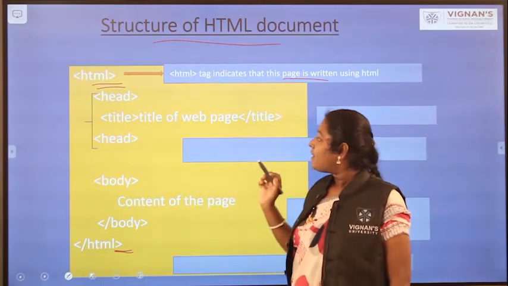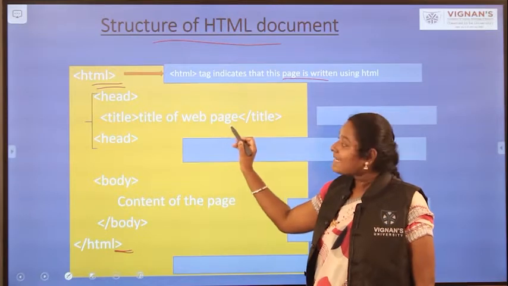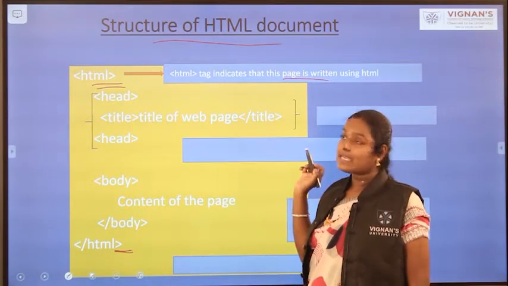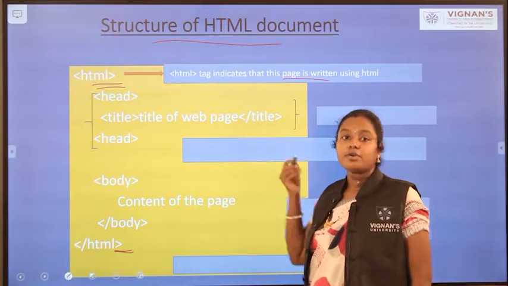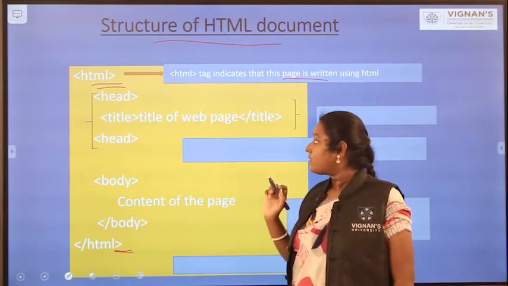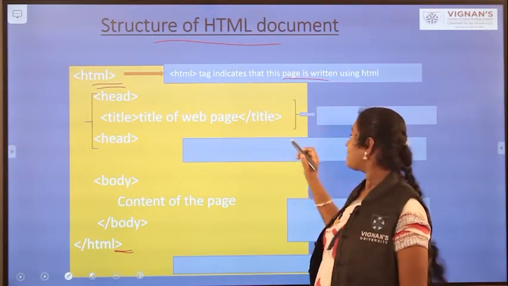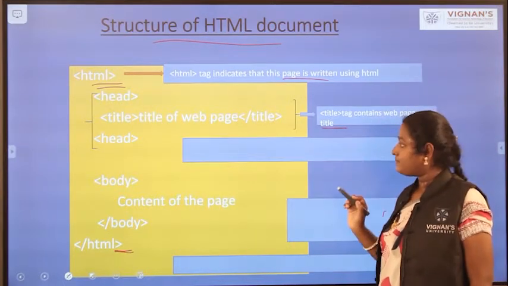So in the head part, you have a tag called title. What does this title mean? It will display the title of the web browser. If you want to give a name to your web page, you have to write that name in the title tag. So the title tag contains the web title.